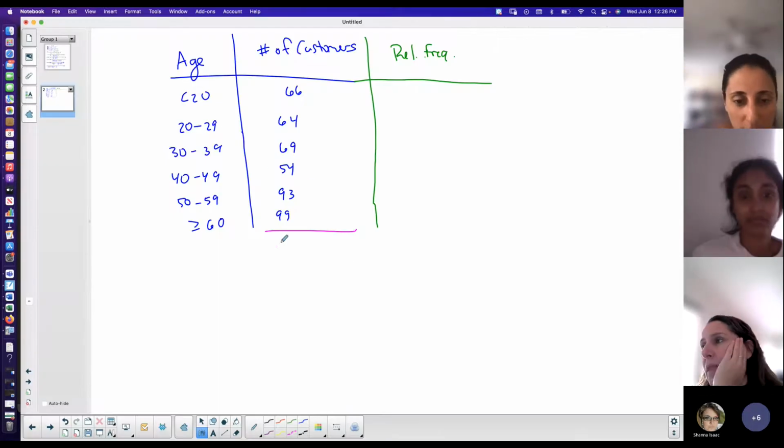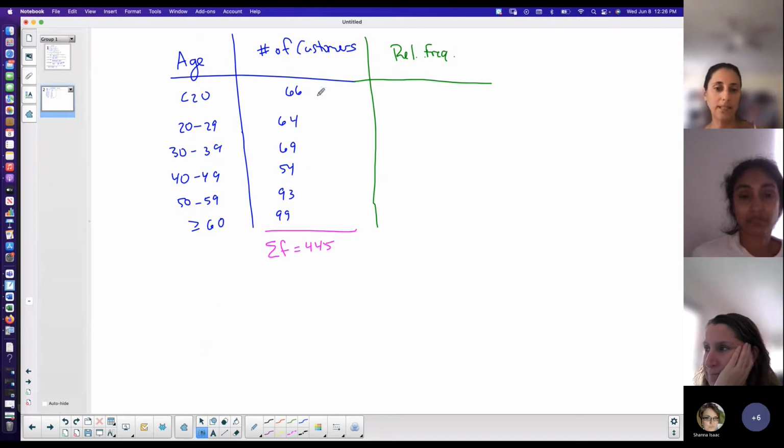You can check my numbers. And actually, use some notation. The sum of my frequency column is 445. The sum of this column is 445. You check my numbers. So I'm claiming there's 445 total customers.